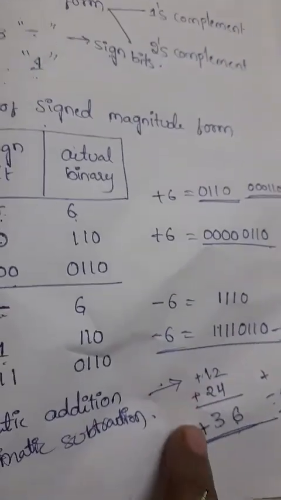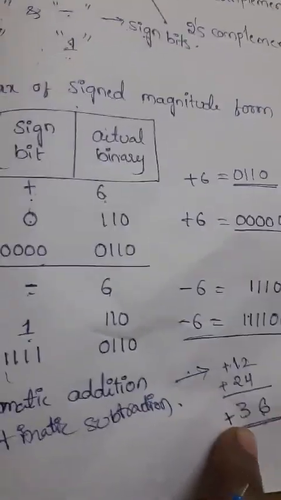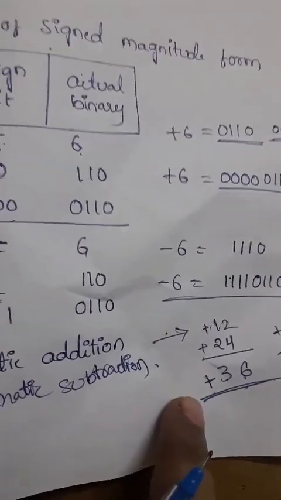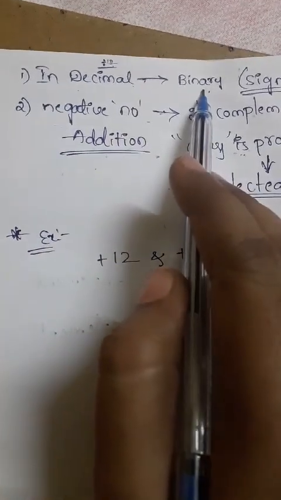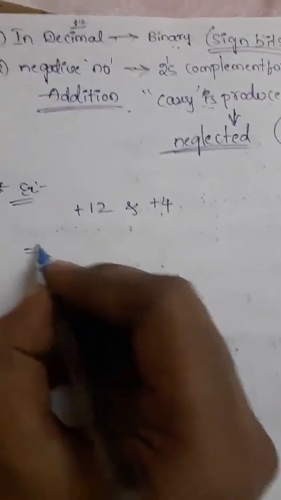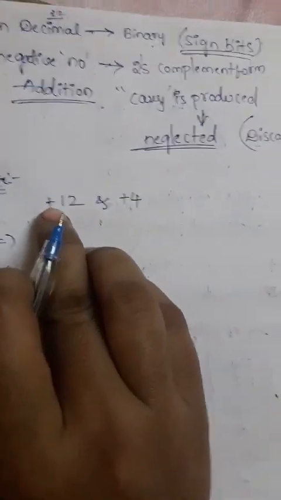So what is the step we need to follow? If the two numbers have the same sign, the result will have the same sign, right? So how to do the addition process? Whatever decimal number we have will first be converted into binary. I need to convert including the sign bits, so the plus sign is also converted into binary.